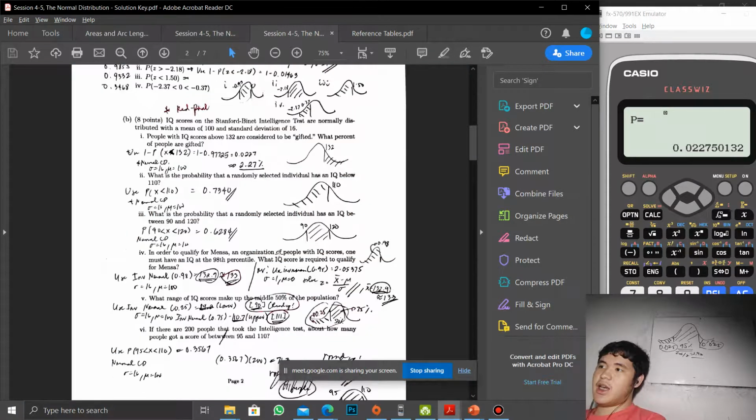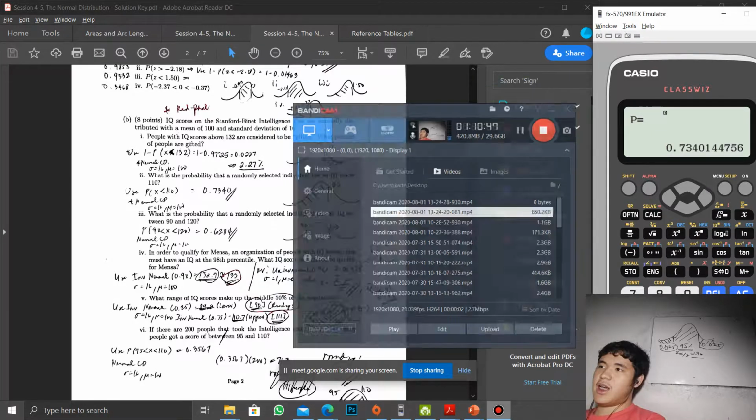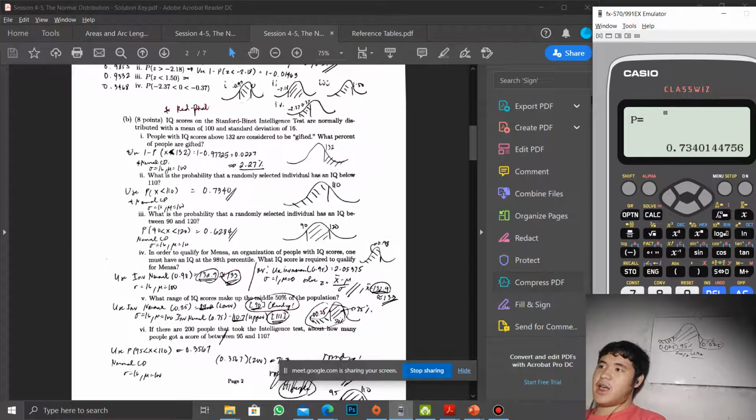Next. What is the probability that a randomly selected individual has an IQ below 110? Do the same thing. Lower is this, upper 110. We get 0.7340. Next. What is the probability that a randomly selected individual has an IQ between 90 and 120?